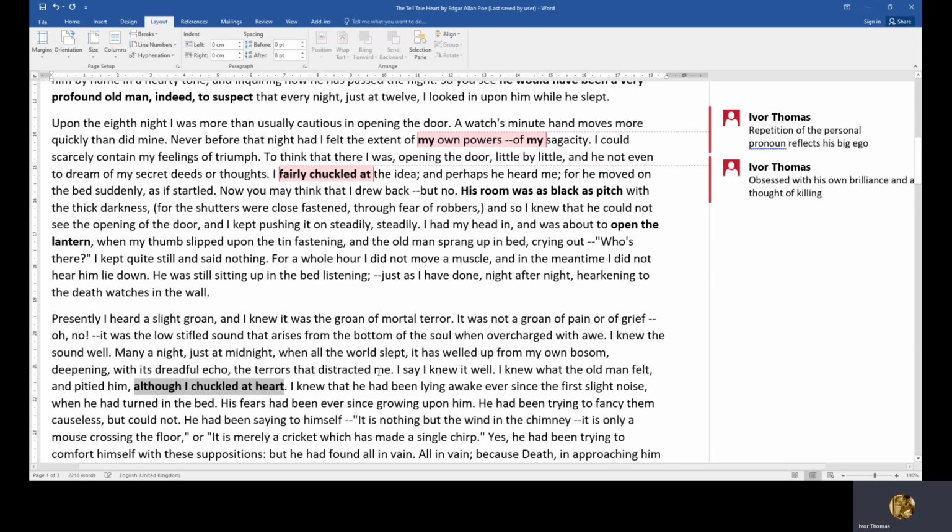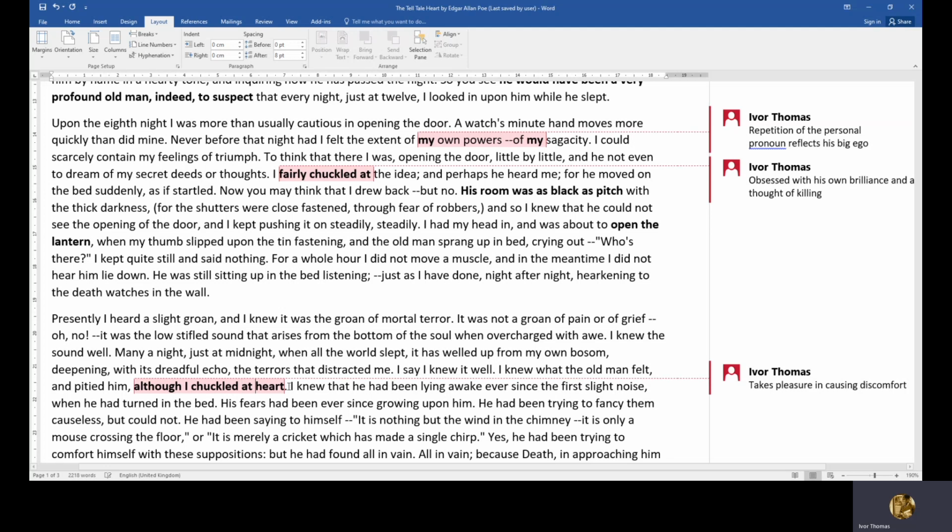He takes pleasure in other people's fear and panic, causing discomfort. If we're looking for examples of insanity or neurosis, this man is obsessed with his own brilliance. Insanity, he's taking pleasure in causing discomfort.